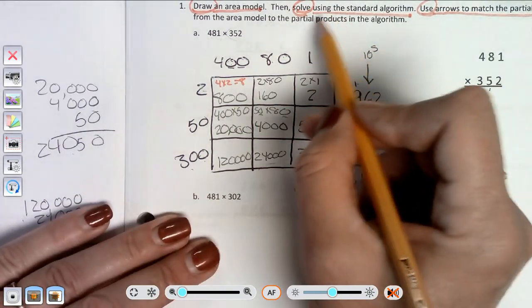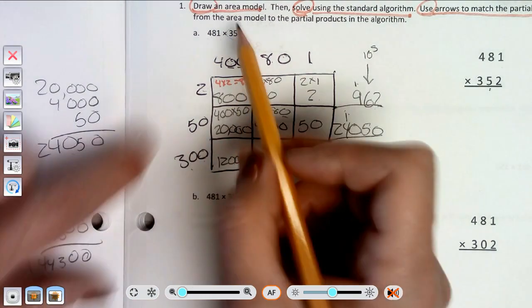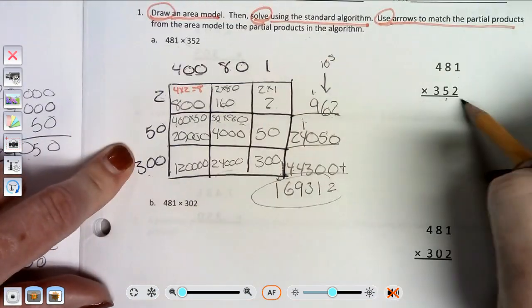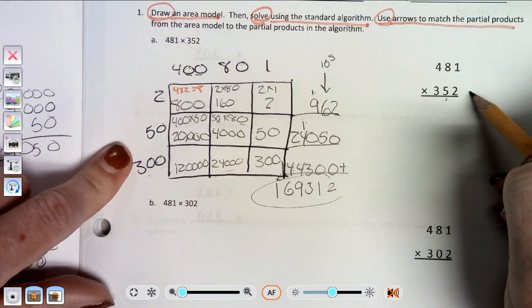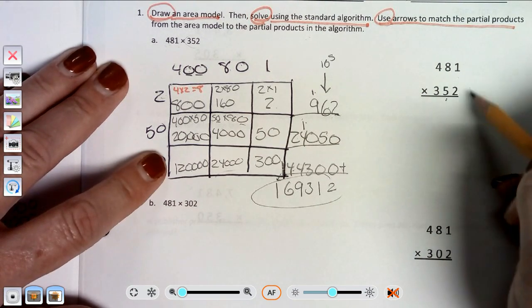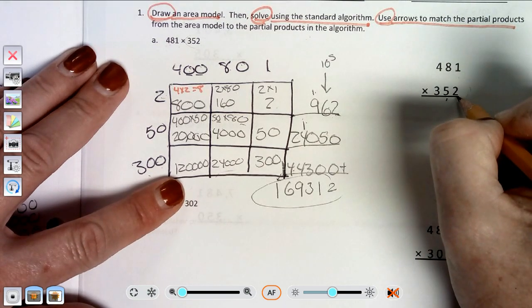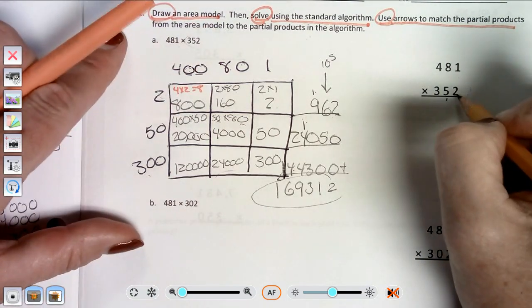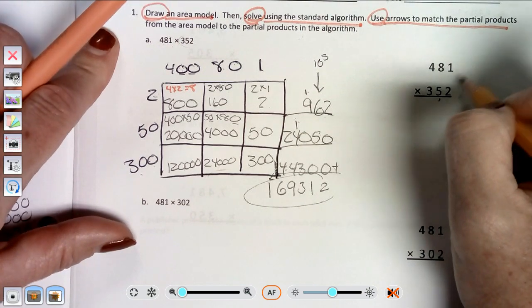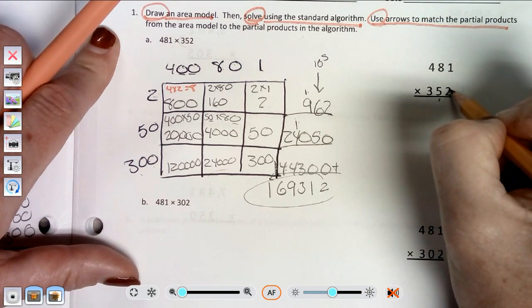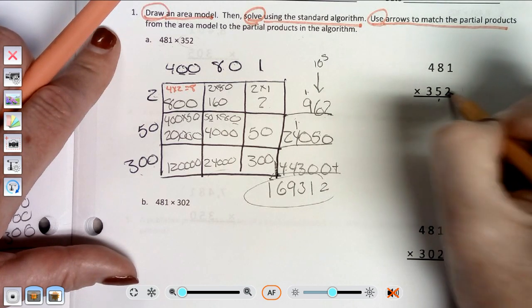Now I want you to start solving the standard algorithm. Okay, so we did the area model. Now we're going to solve the standard algorithm. That's this right here. If you look back in your notes, you have notes, mini zoos, mini animals, on how to do this. I'm going to work through this with you, but I'm following the mini zoos, mini animals process.